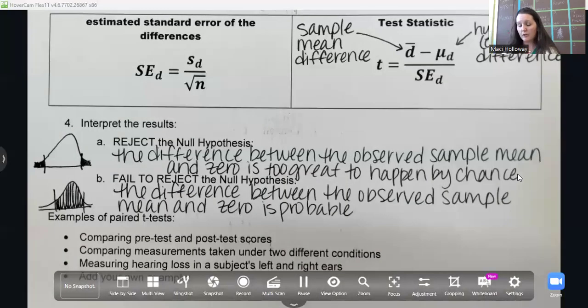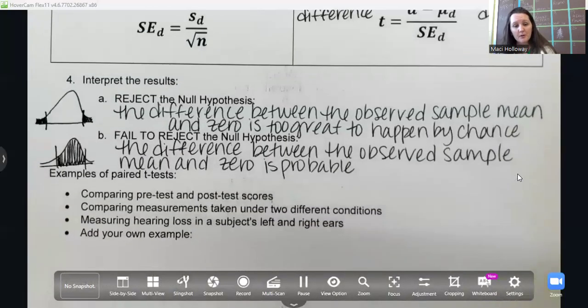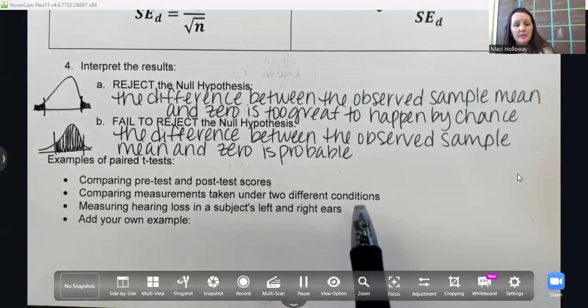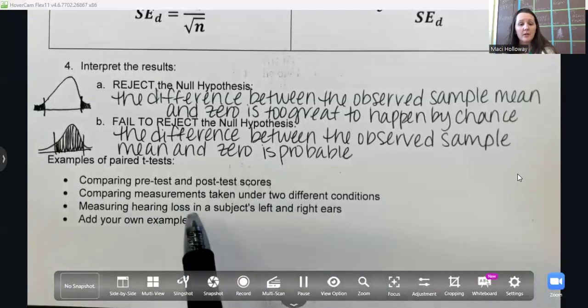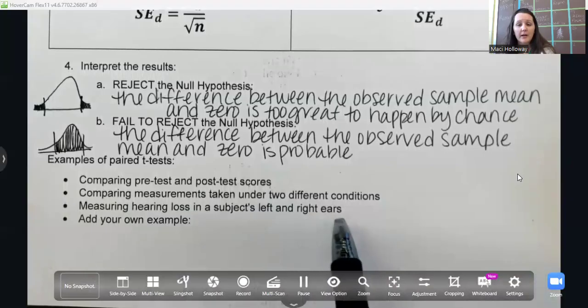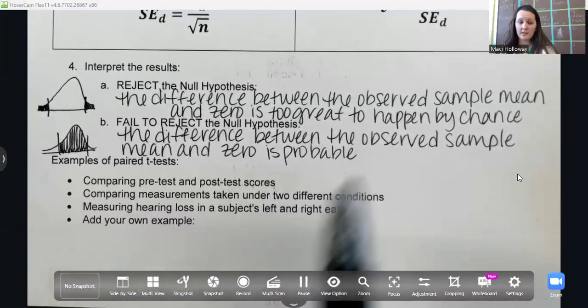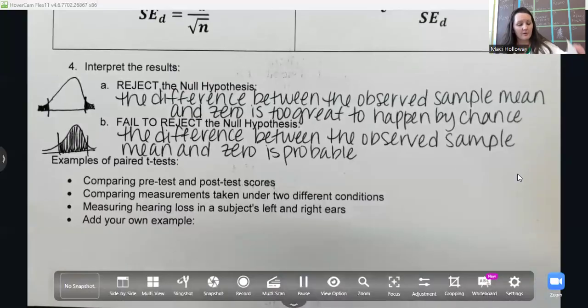All right, so examples of paired t-tests, we talked about this a little bit a second ago: comparing pre-test and post-test scores, comparing measurements taken under two different conditions, measuring hearing loss in a subject's left and right ears. Go ahead and add your own example. We're going to be sharing this in class together. So think about things that you could test, especially over time, and then write that down.